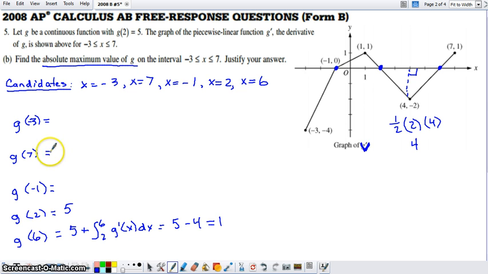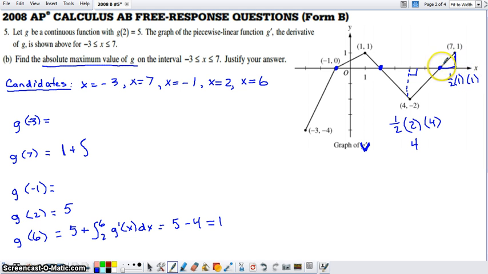If we now try to find g of 7, if we know that g of 6 is 1, or the position of the object at t equals 6 is 1, and we want to add on how much the position has changed from 6 to 7, that's going to correspond to the area of this triangle. Now this triangle has a base of 1 unit and a height of 1 unit, so the area of this triangle is going to be 1/2 base times height.